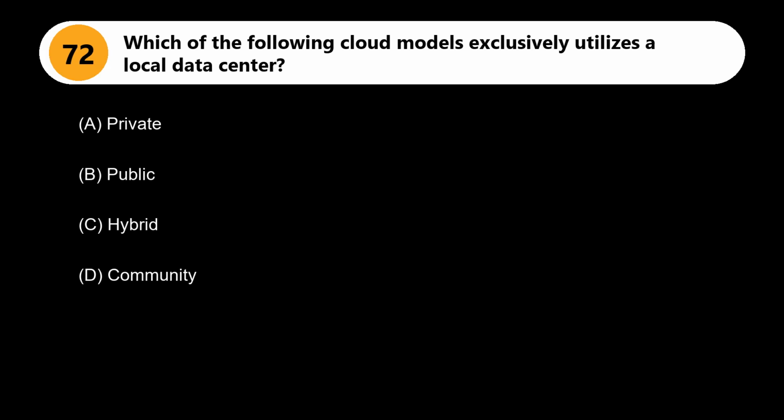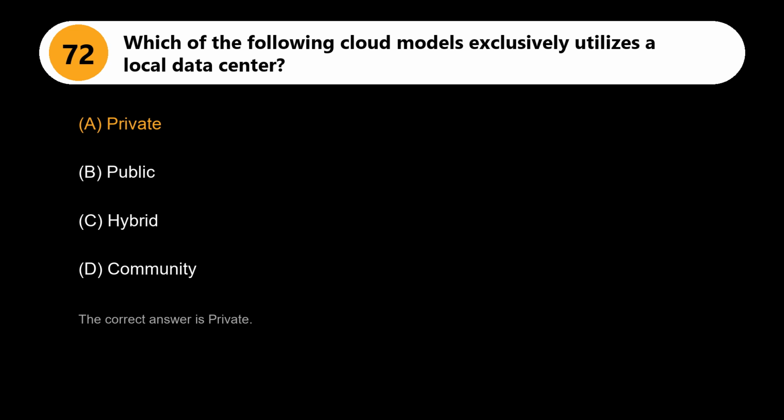Question 72. Which of the following cloud models exclusively utilizes a local data center? Option A, private. Option B, public. Option C, hybrid. Option D, community. The correct answer is option A, private.